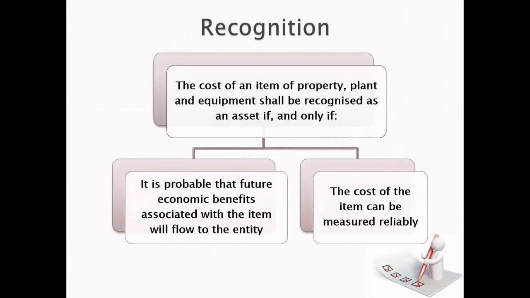Recognition. How we should recognize an item as property, plant, and equipment. So the first condition is, it is probable that future economic benefits associated with the item will flow to the entity. It's the basic definition of asset. And cost of the item can be measured reliably. That is the second condition. Of course, if we cannot measure, we cannot record it. So when these two conditions are met, we can recognize the item as an asset.